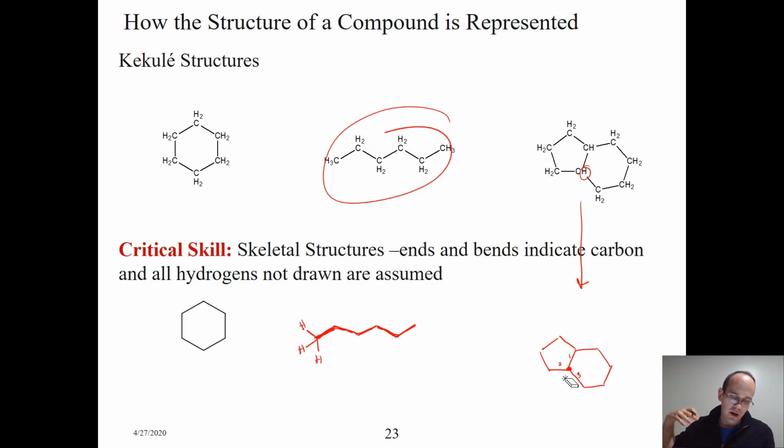So skeletal structures, this is what we're doing right now. Ends and bends indicate carbons, and anything that's missing 4 complete bonds, the other bonds are to hydrogen, and that's assumed. And what that means is we can draw these chemicals very, very rapidly, right? We don't have to worry about drawing all of the electrons. We don't have to worry about drawing all of the carbons, and we don't have to worry mostly about drawing all the hydrogens, because there are a lot of hydrogens in these compounds, and that would take forever.